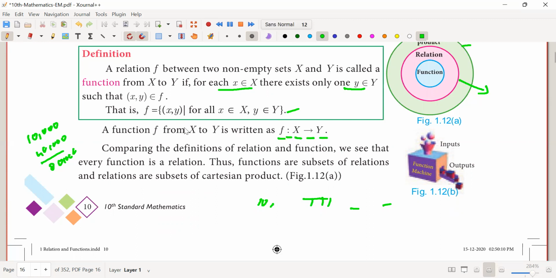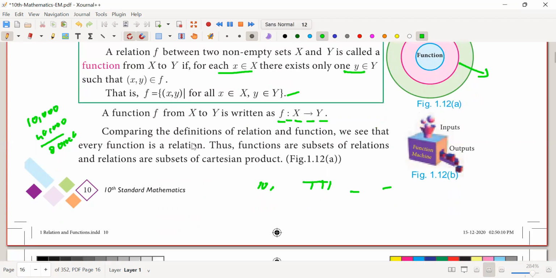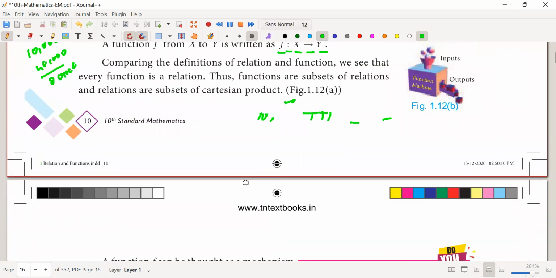F from X to Y will be written as f colon X to Y. Comparing the definitions of relation and function, we see that every function is a relation. Thus, functions are subsets of relations, and relations are subsets of the Cartesian product. This one we already explained.